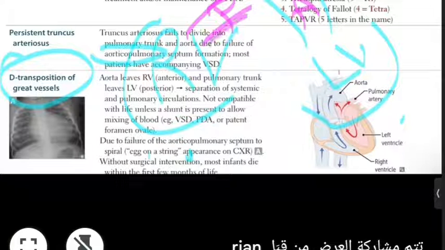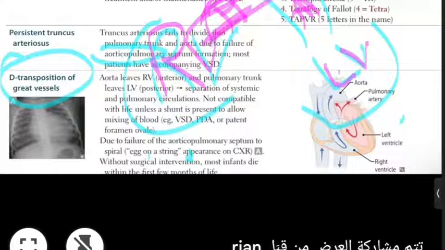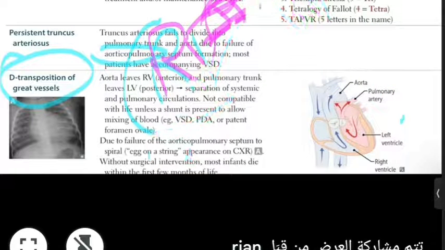These blood vessels: you will have the aorta coming off the right ventricle and the pulmonary artery coming out of the left ventricle. Imagine that you are pumping deoxygenated blood to the body from the aorta. Like this picture here.